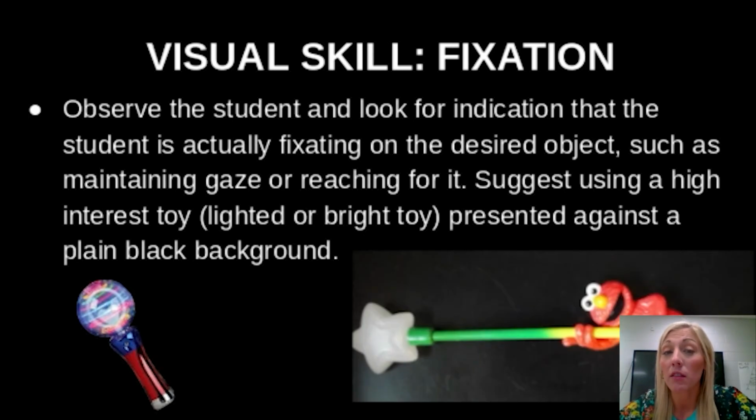The next skill that we test is fixation. So we observe the student and look for indication that the student is actually fixating on the desired object, such as maintaining gaze or reaching for it. I suggest using a high interest toy, something lighted or bright, whatever the student's very interested in. And again, make sure it's presented on a plain black background.